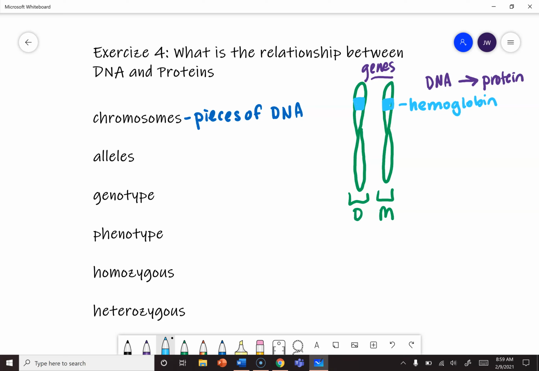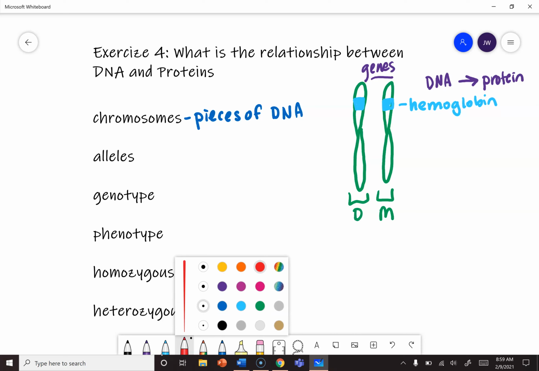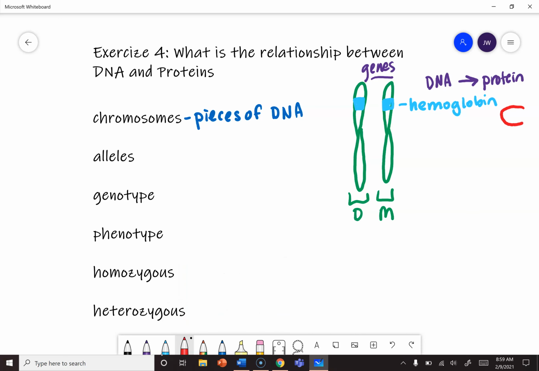So normal hemoglobin allows for our blood cells to be that nice, beautiful, round shape. It almost kind of looks like a donut without a hole in the middle. Now, if our hemoglobin gene has a mutation, it produces misshapen hemoglobin, and we get a disease called sickle cell.